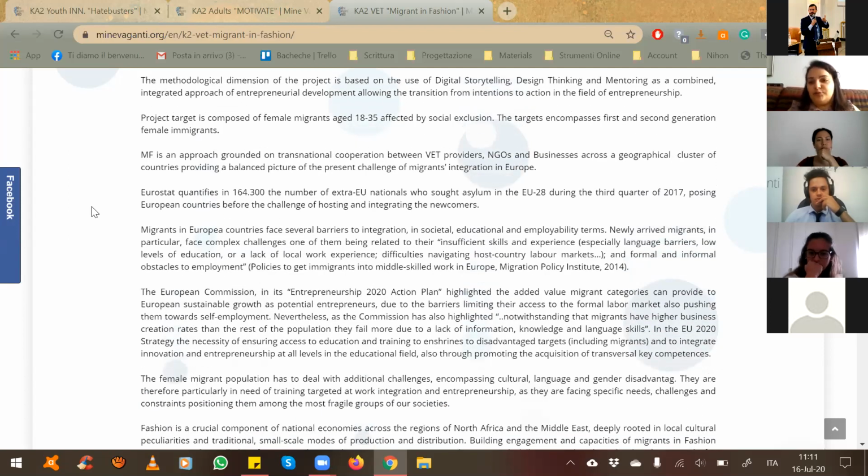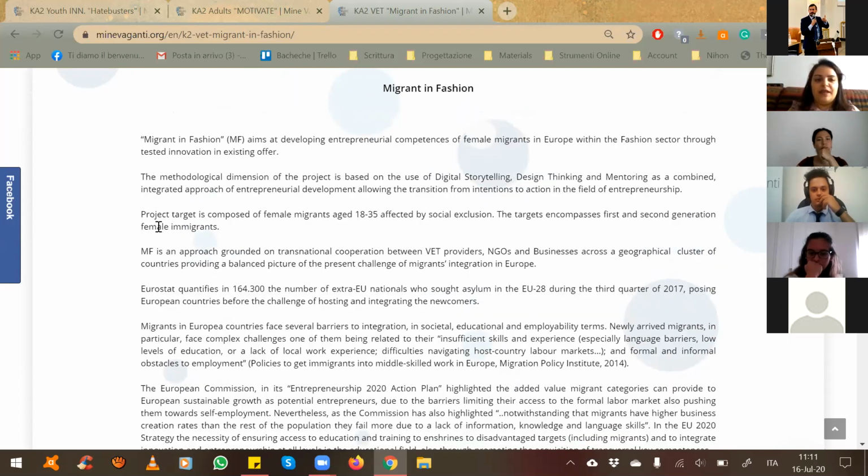Then the second output is a guide specifically targeted for operators that would like to implement activities with young ladies with migrant backgrounds. In this case, each partner specifically developed one module of this local program, and we implemented it with 10 female migrants aged 18-35. In our case, it was online because it was during COVID. But it was about entrepreneurship: how to set up your business, how to create a business plan, how to create a communication strategy. So it was possible to do it online.